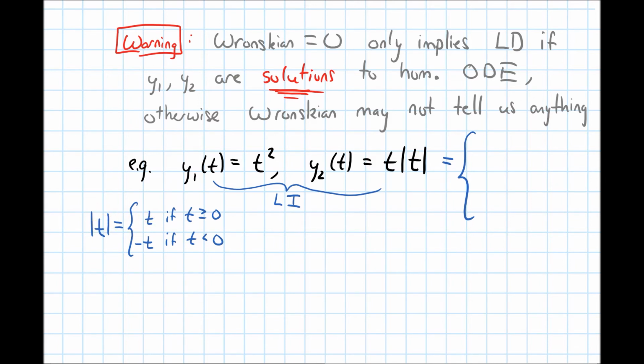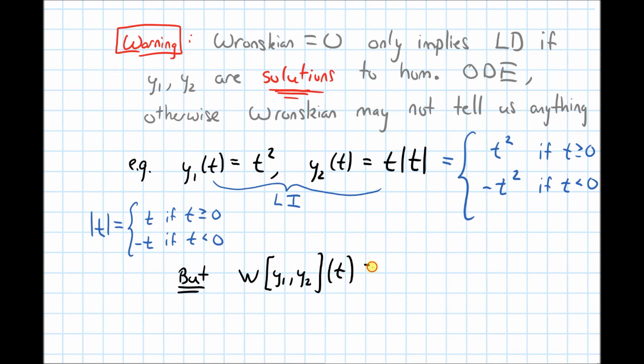Okay, so for that reason, t times the absolute value of t will have two cases: if t is greater than or equal to 0, and if t is less than 0. If it's greater than or equal to 0, this will be t squared. If it's less than 0, we'll get t times negative t, and that's negative t squared. So our Wronskian will also be a piecewise function. That's okay, we can handle this without too much trouble. But now let's look at the Wronskian.